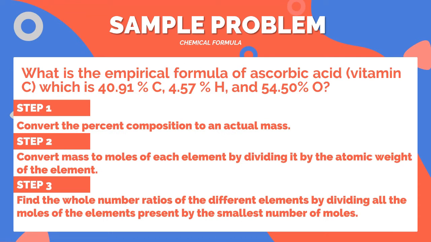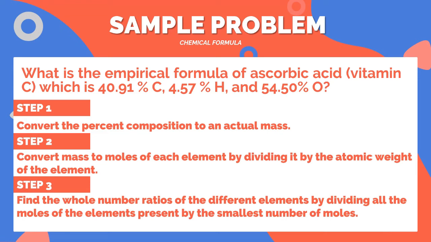So the second problem involves the computation of the empirical formula. What is the empirical formula of ascorbic acid, known as vitamin C, which is 40.91% carbon, 4.57% hydrogen, and 54.50% oxygen? The first step is to convert the percent composition to an actual mass. We always assume that we have 100 gram of substance. For example, 40.91% we would convert into 40.91 grams.